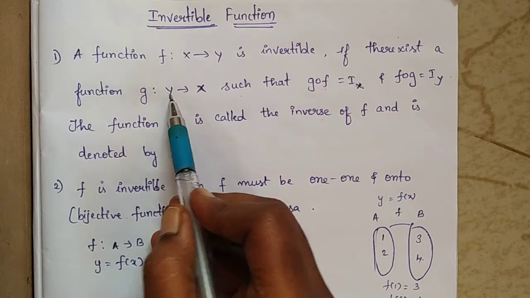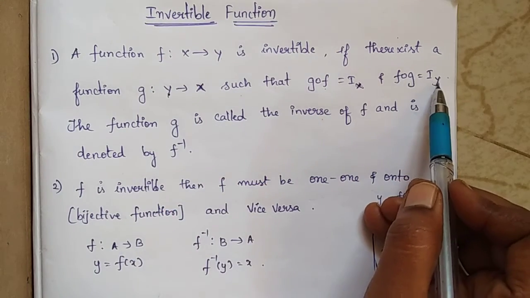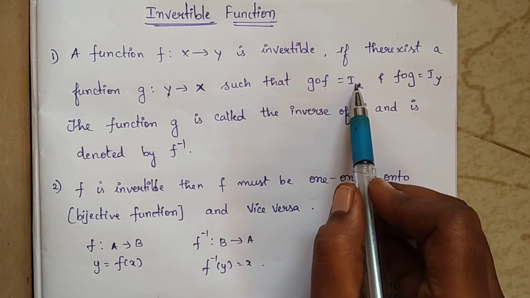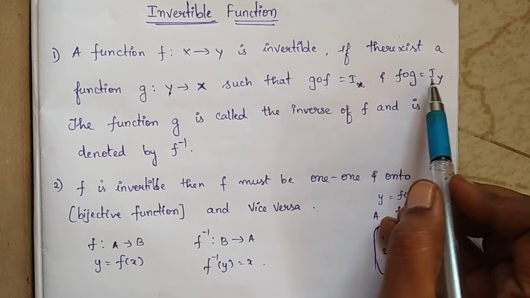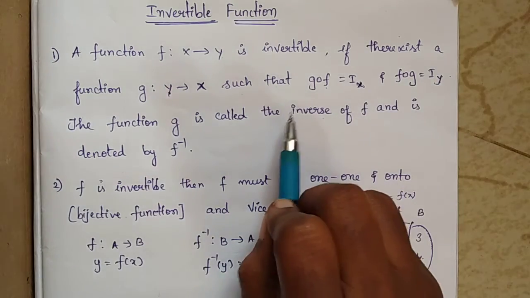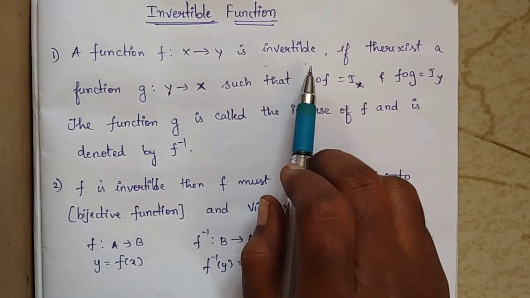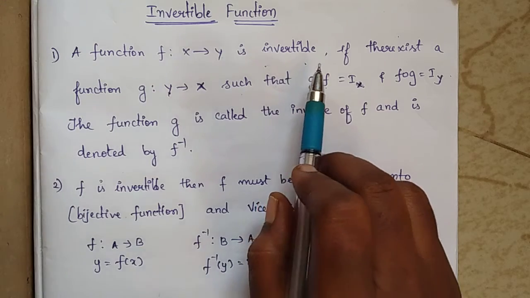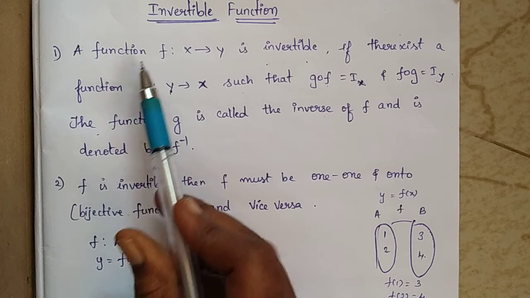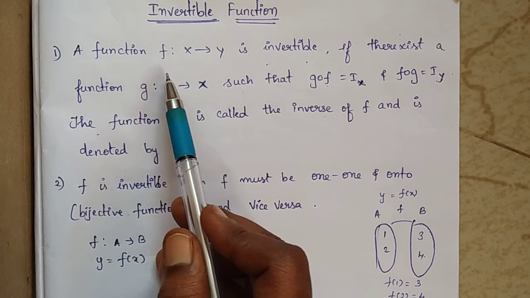G is a function from y, therefore I am giving the input as y, so I will get the answer as y. That is identity function. In this function, if I get x as my identity function and here if I get y as my identity function, then I can say that this function is invertible function. Once I know that this function is invertible, then automatically we can say that this g is the inverse of f.